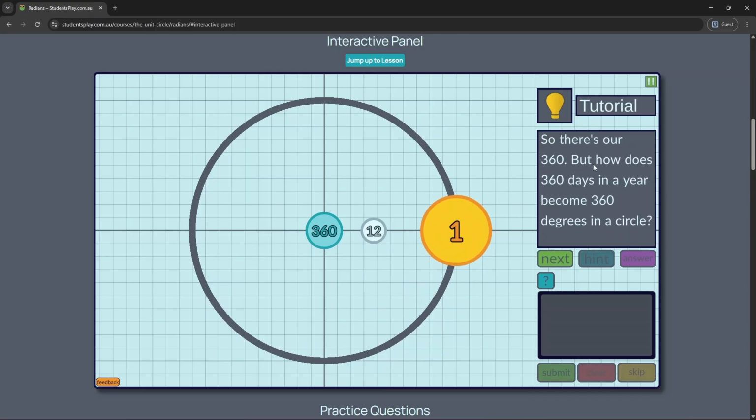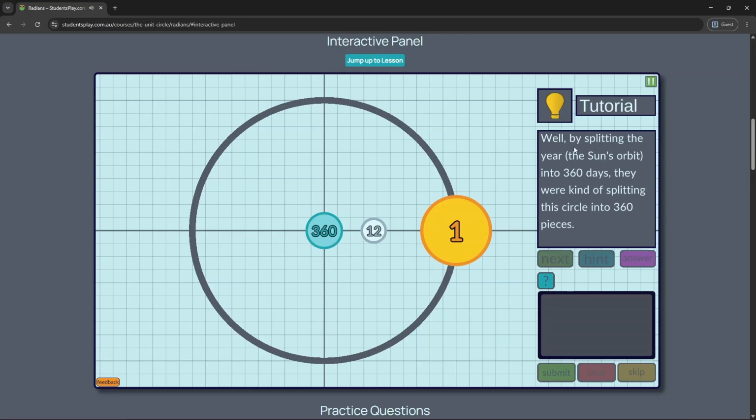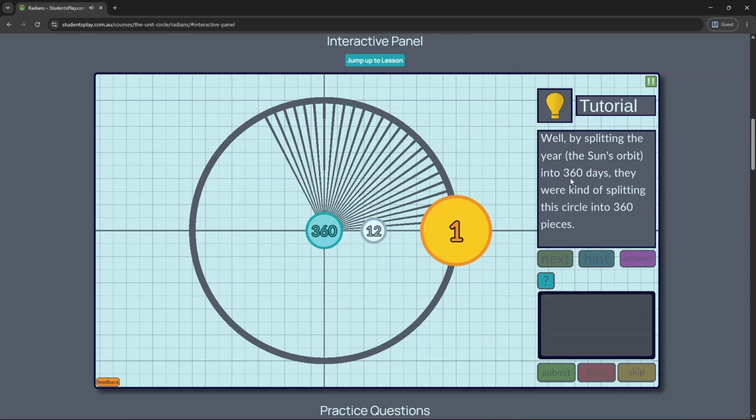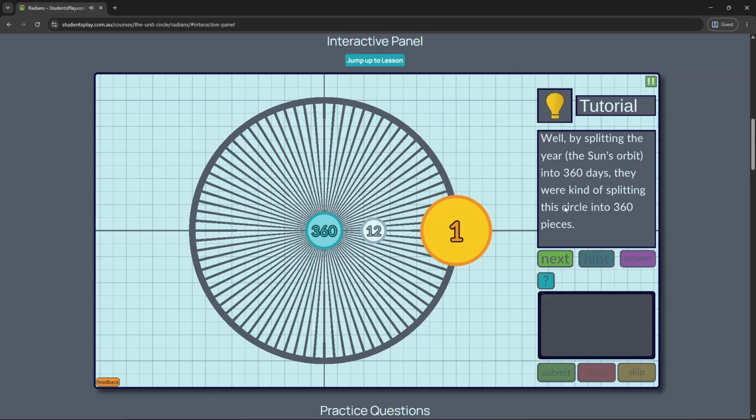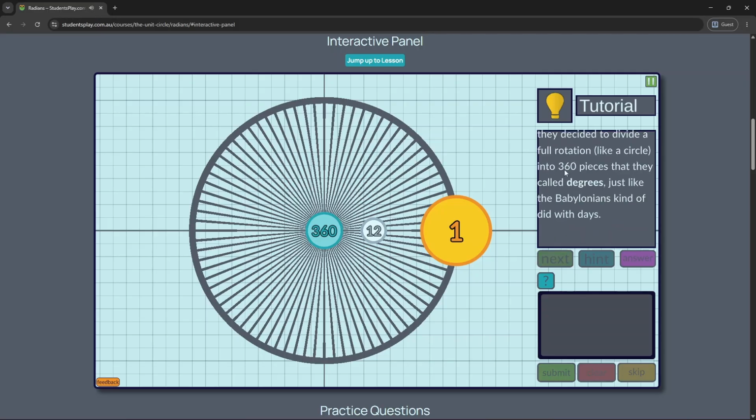So there's our 360. But how does 360 days in a year become 360 degrees in a circle? Well, by splitting the year, the sun's orbit, into 360 days, they were kind of splitting this circle into 360 pieces. Centuries later, when the ancient Greeks were working on more complex maths and needed a better way to measure angles, they decided to divide a full rotation, like a circle, into 360 pieces that they called degrees, just like the Babylonians kind of did with days.